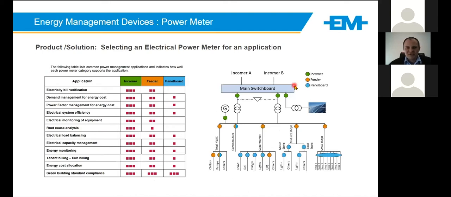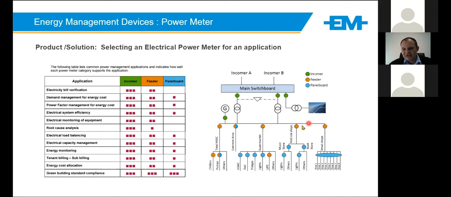So what we've come to is saying, on my incomer, in this case, just after the main switchboard, or on the MV or LV side, the generators, on these incomers is where I would want my high-end meter. That meter would be able to give me some sort of bill verification, power factor, efficiencies, root cause analysis, power quality information, harmonics information, and give me some sort of more in-depth level of what's happening on that grid.